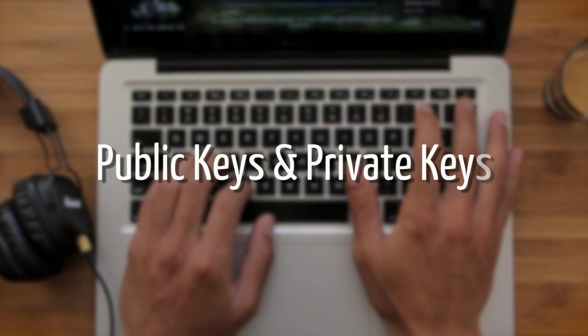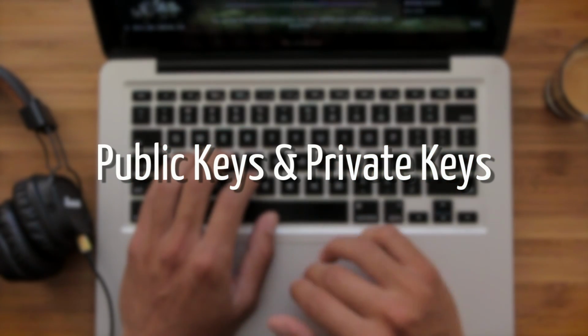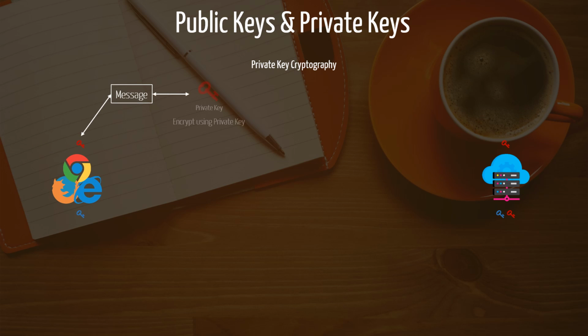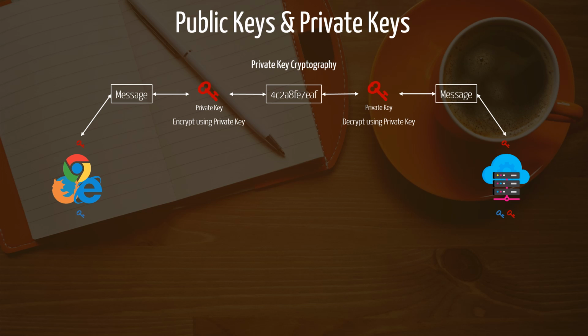Now let me briefly explain public keys and private keys. Private key, as the name suggests, is a secret key. It is also called a symmetric key. In private key cryptography or symmetric key cryptography, the same key is used to encrypt and decrypt the messages. So the client and server should have the same copy of the private key for encryption and decryption purposes. This type of cryptography is faster and obviously is more common when huge data transfers are involved.